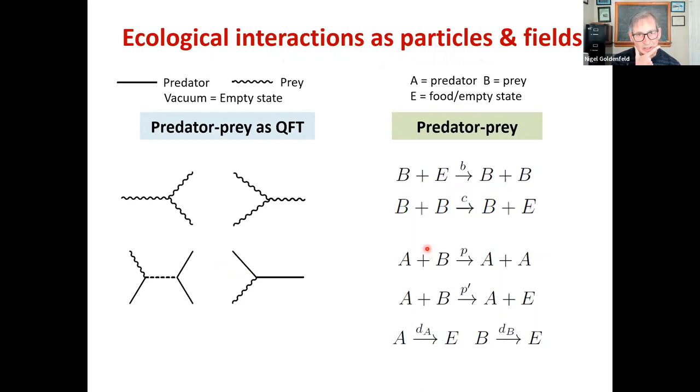Now, I want to just make a quick plug here for ways that one can study these things, because there are really close analogies between this and Feynman diagrams. In fact, I said at the beginning that phylogenetic trees are in some sense the Feynman diagrams of evolution, and I wasn't joking. So here is an example of predator-prey processes shown over here. Predator A plus a prey B encounter each other with some probability P. The predator eats the prey, and you get two predators coming out as a result. The predator uses the energy to create a baby.